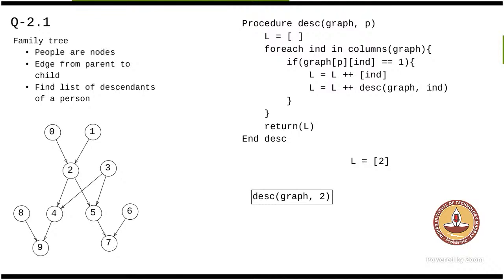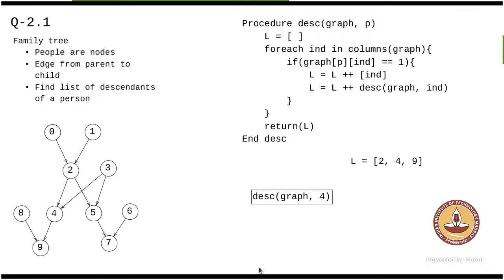Yes, we do DFS in the ascending order, right? So 2 comma 4, and then you call the descendants of 4. What will be the descendants of 4? 2 comma 4 comma 9. And then 9 is kind of a base case. 9 will return an empty list, so L will remain. Then we backtrack to 4 and to 2. Now, where will we go back to? First to 4, then to 2.